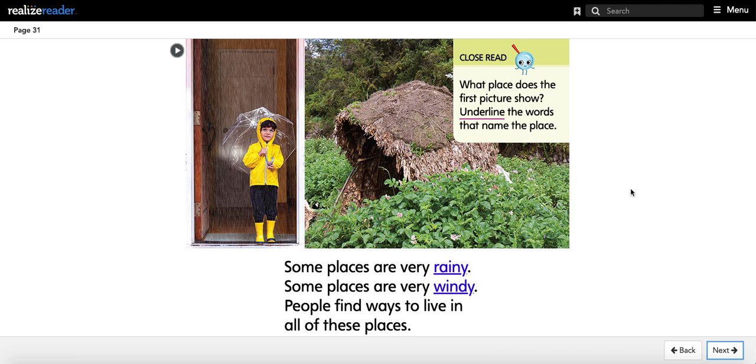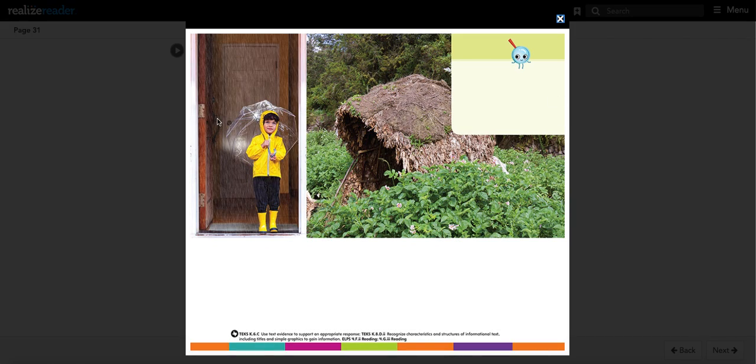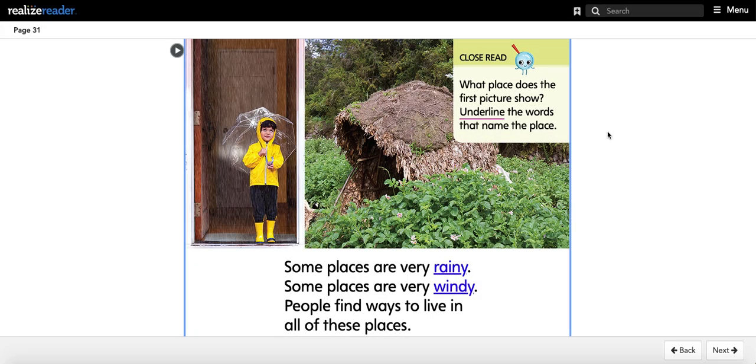Okay, so let's look at this. What place does the first picture show? Underline the words that name the place. Is it talking about it being rainy, or is it talking about it being windy? You're right, rainy. We can look at it here. Okay.